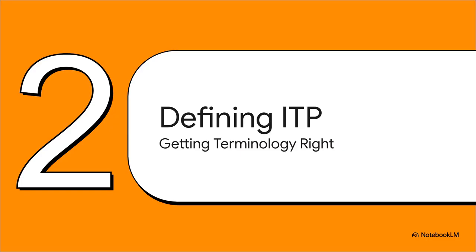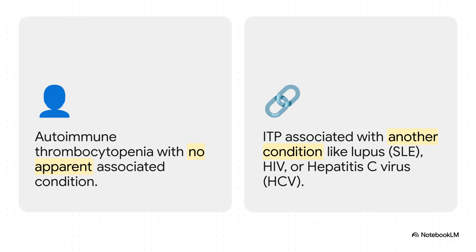Now, getting the terminology right in ITP is actually pretty important. It's not just semantics. It really helps you classify the disease and communicate clearly with your colleagues. So let's break down the key terms you'll hear. Okay, first big distinction. Is this primary or secondary ITP? Primary ITP is when it's happening all by itself, for no other clear reason.